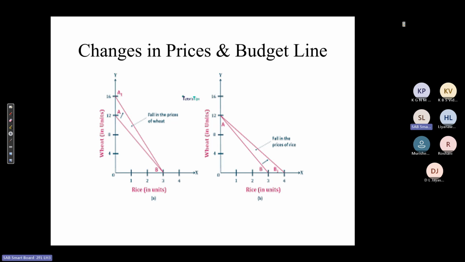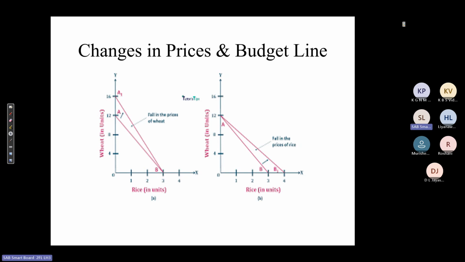Earlier, when only income changed, the price ratio did not change. That means the entire budget line shifted to the right or left in parallel. There was no change in the price ratio. Earlier the shift was parallel, if there is a rise in money income. But here the slope changes, because the price ratio changes. The slope of the budget line changes since there is a decline in the price of X or Y, keeping the other constant.